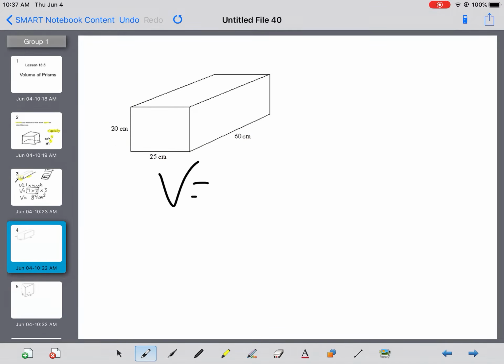Larger numbers, but that's okay. Length times width times height. Again, if you want, you can think of the base as 25 times 60. Or I could flip it on its end and think of my base as 20 times 25.